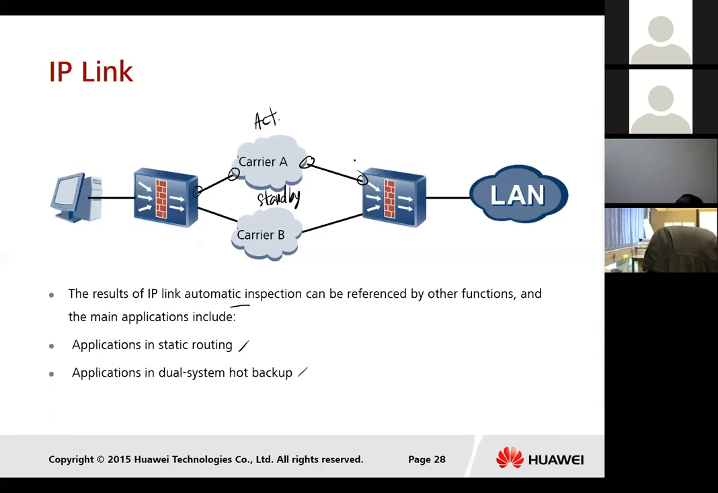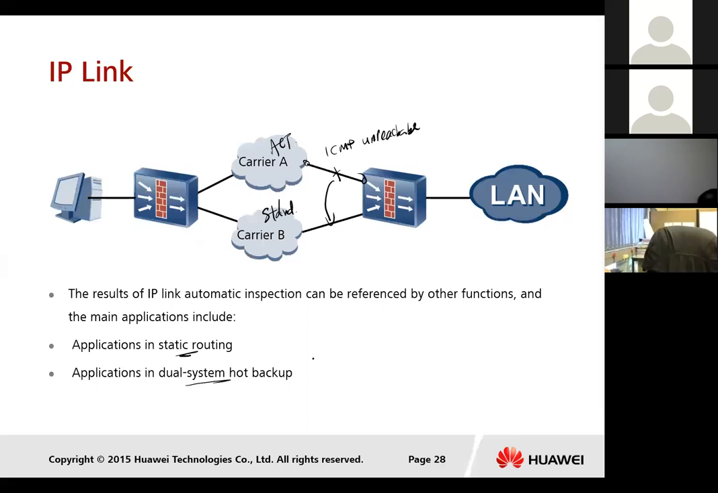When I find that my ICMP is unreachable, I will say that right now this link is unreachable. I'm going to switch over from the active to the standby, so I'm going to shift the connection. Using the IP link method, they have two applications that can be supported: the static routing as well as the dual system hot backup.